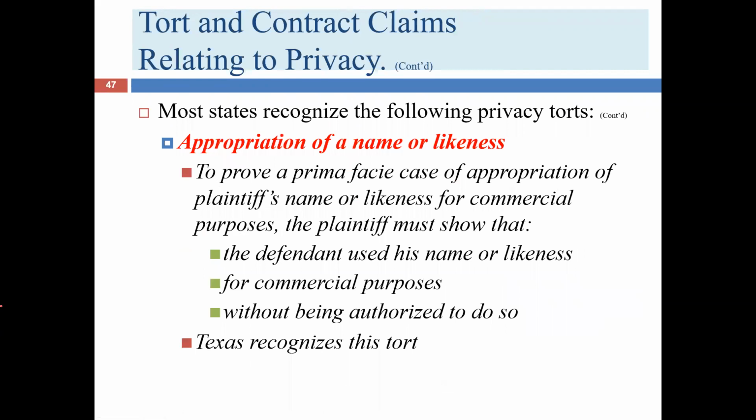Now we have our fourth one, which is appropriation of a name or likeness. Let's look at the elements here. To prove a prima facie case of appropriation of plaintiff's name or likeness for commercial purposes, the plaintiff must show that the defendant used his name or her name or likeness for commercial purposes without being authorized to do so. And Texas does recognize this tort.